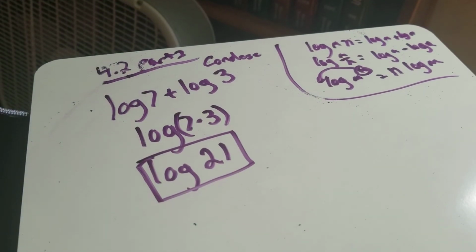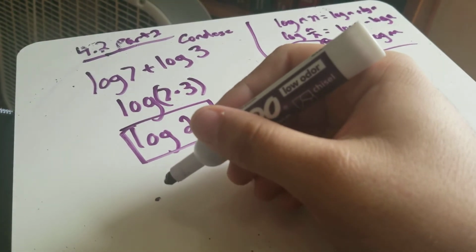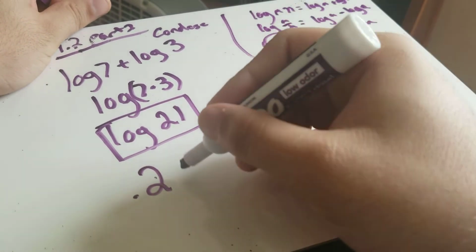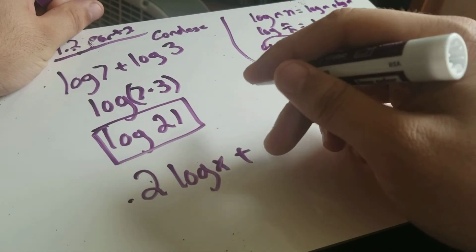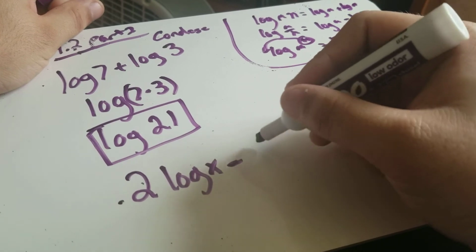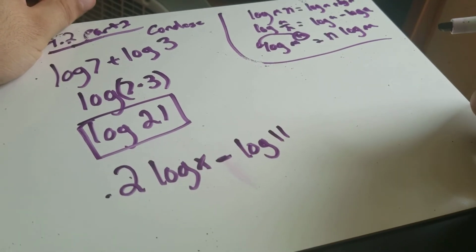Let's try another, a little bit harder. So let's do 2 log x minus log 11. Okay?